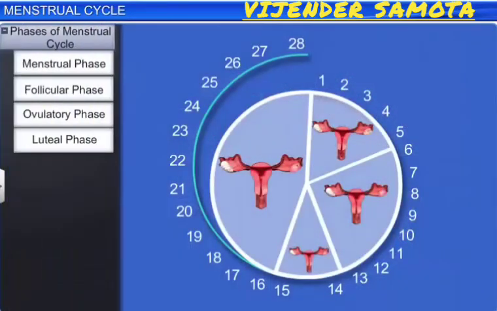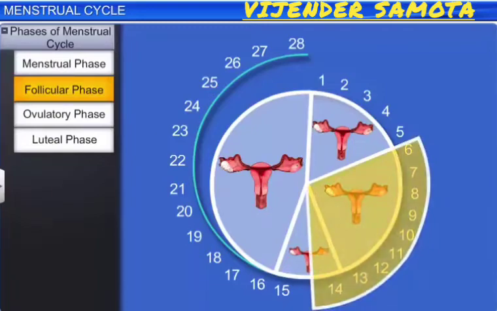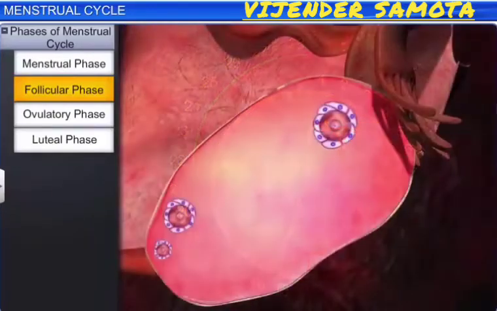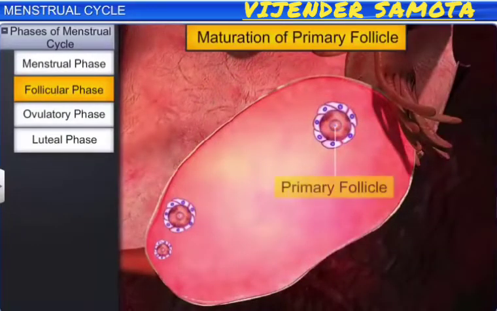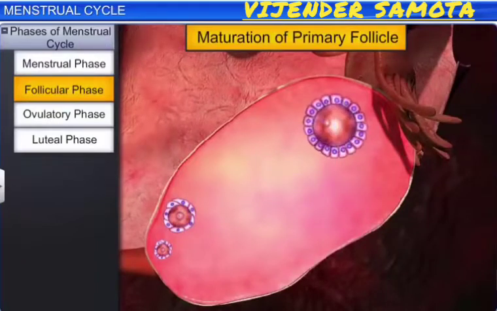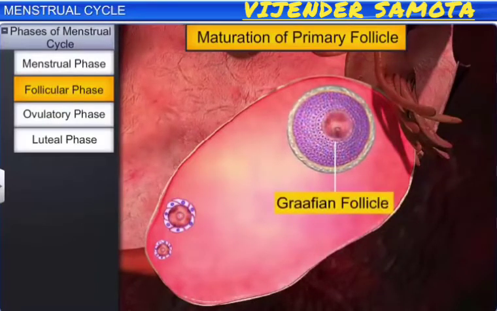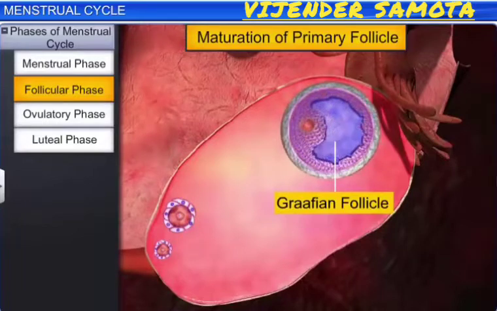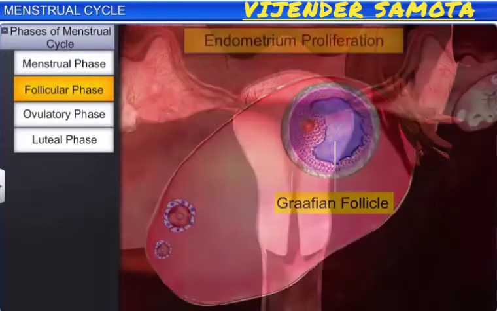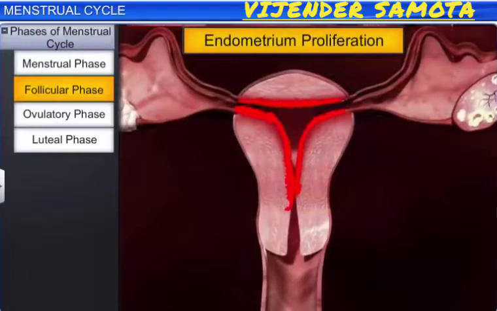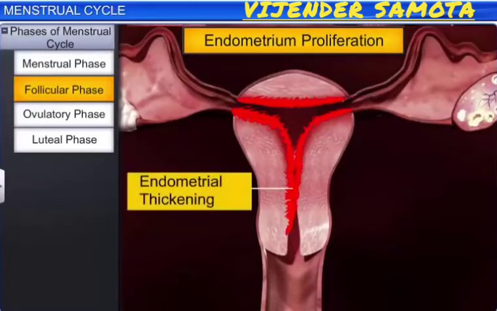The menstrual phase is followed by the follicular phase, which occurs between days 6 and 14 of the menstrual cycle. During this phase, the primary follicle in the ovary matures into a Graafian follicle. Simultaneously, the endometrium undergoes proliferation, a process of regeneration which results in the formation of a new, thick endometrium.